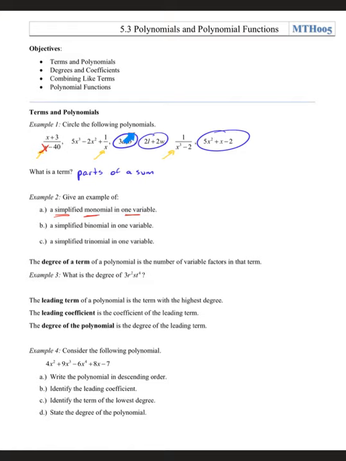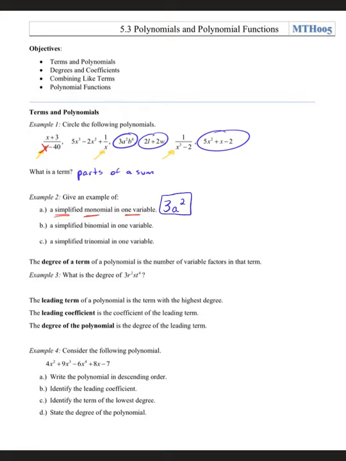Well, here, this 3a squared b to the fourth would be a monomial because there's only one term. However, it would not be in one variable because you see a's and b's. But what we could do is change that a little bit and write it as 3a squared, and that would be a simplified monomial in one variable. You only have one kind of variable. There might be two of those a's, but that's okay. Monomial means one term. Simplified means you can't do anything else to it.